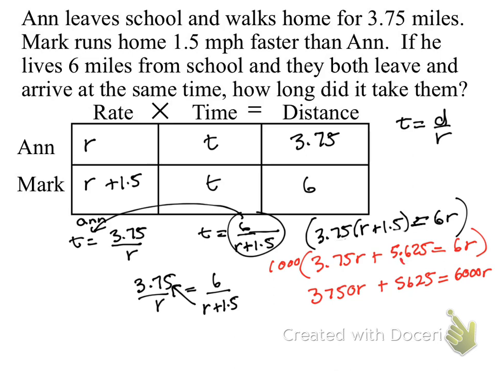How come 1,000? Because I've got to move it once, twice, three times. So I need 3 zeros. Okay? So now I'm subtracting 5625 from both sides. Oh, no, I'm not. I'm subtracting 3750R from both sides. Okay. And then we end up with 5625 equals.